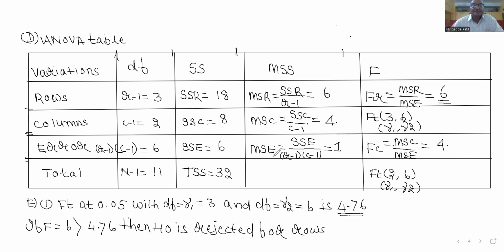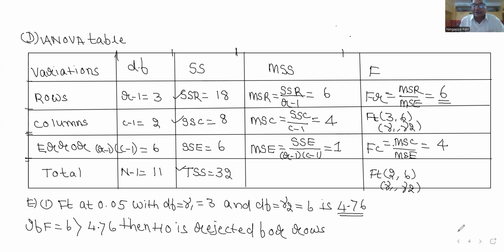Then MSE is SSE divided by (R minus 1)(C minus 1). Look here, SSE divided by its degrees of freedom, (R minus 1)(C minus 1). Now, my dear students, I will tell you how to get TSS, SSR and SSC values in the calculator. If you know these three, this can be easily calculated, because the sum of these three equals TSS. Subtract these two values from TSS, and you get it.